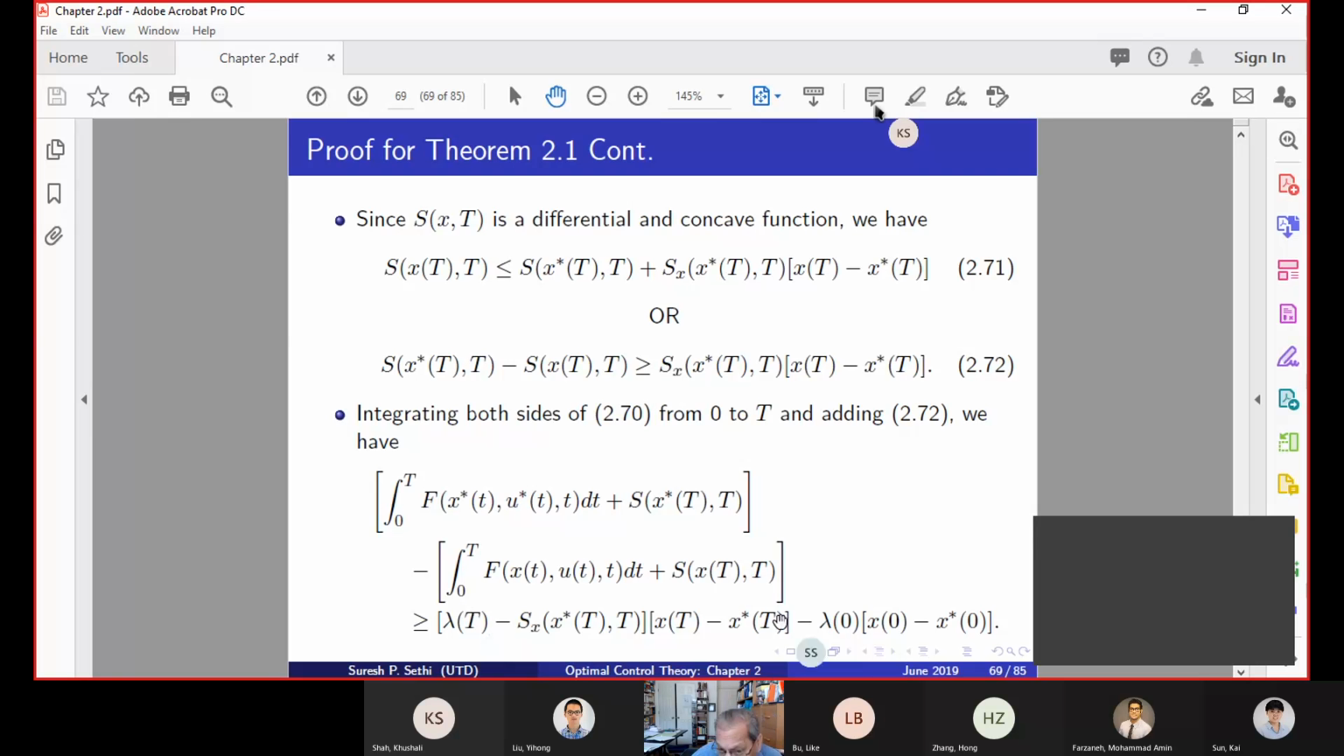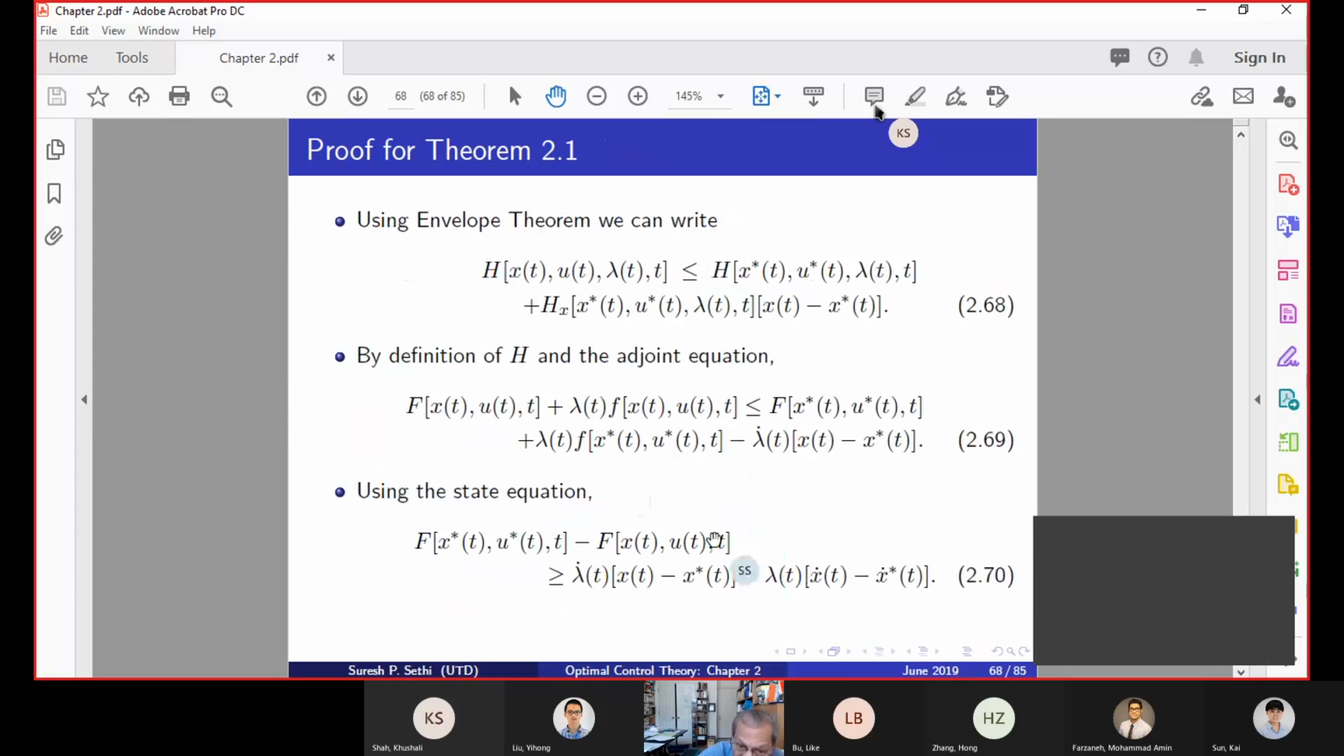And this is 0 because x0 equals x star 0. This is the initial condition. So when x is 0, this is 0, this is 0. And this is the optimal value, this is not at any other place. This says this is better than that for any x, for any other u. So I proved the sufficiency condition of the maximum principle.